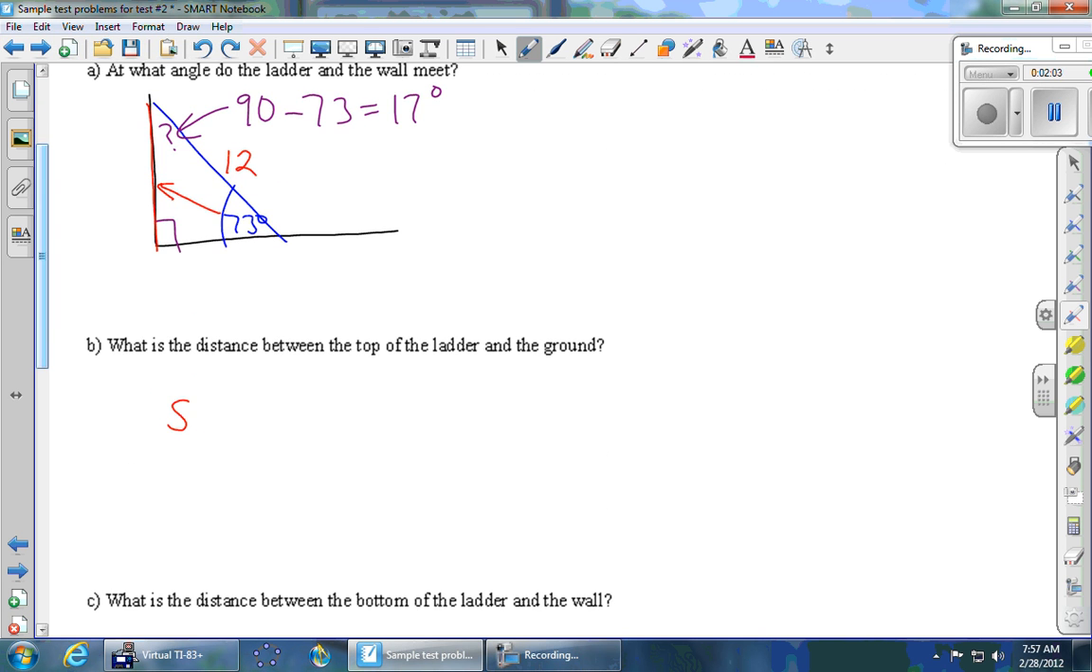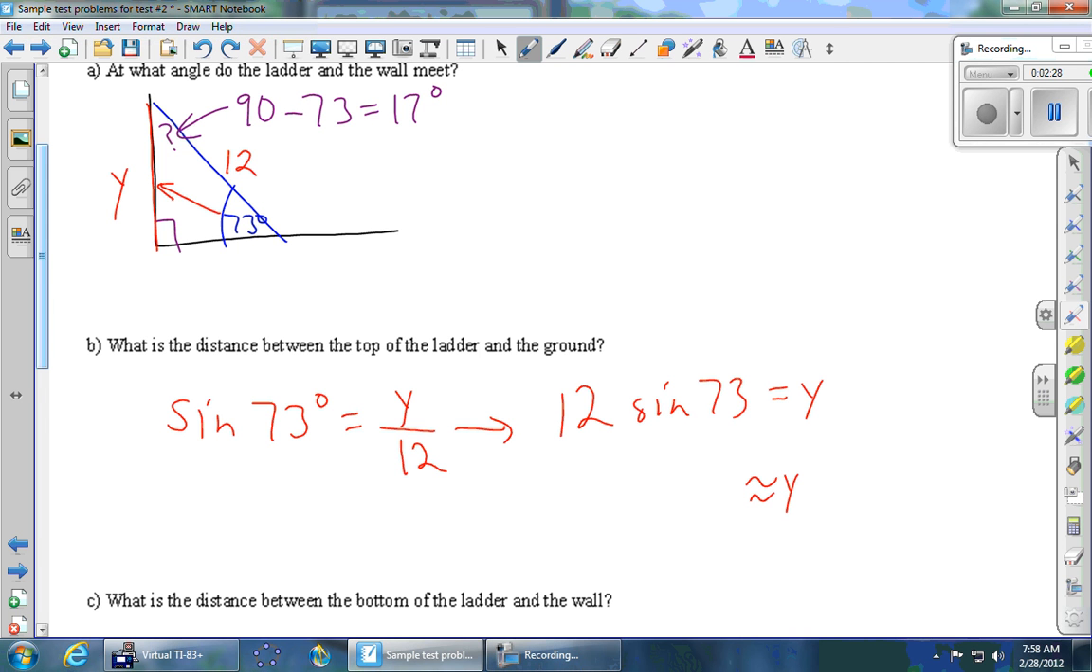So in this case, we're going to use sine of the angle, 73, is the opposite divided by the hypotenuse. The opposite I'll call y because it's a vertical thing. So y divided by the hypotenuse, 12. Multiply both sides by 12, and we get 12 sine of 73 is y. Then we'll type this on the calculator and get a decimal.